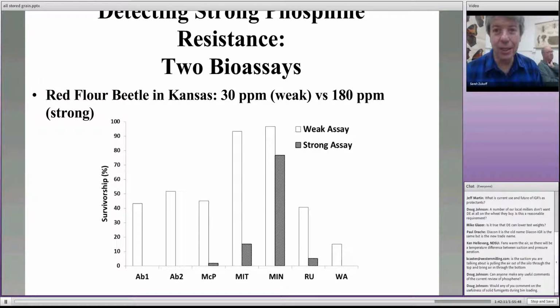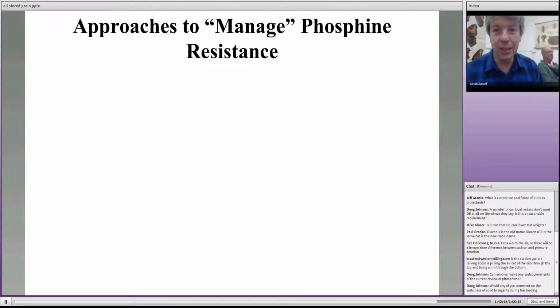When we did the next higher dose for discriminating what we call strong resistance, we found it in that one MIN population had a high level of strong resistance, okay? So we've been studying what's called strong resistance, weak resistance, and the feeling is that the weak resistant populations, like WA on the far right, could probably be controlled with a much better fumigation, much higher dose, longer hold time with phosphine. It's these guys with the dark bars like MIN and MIT, but certainly MIN, you have to think about it.